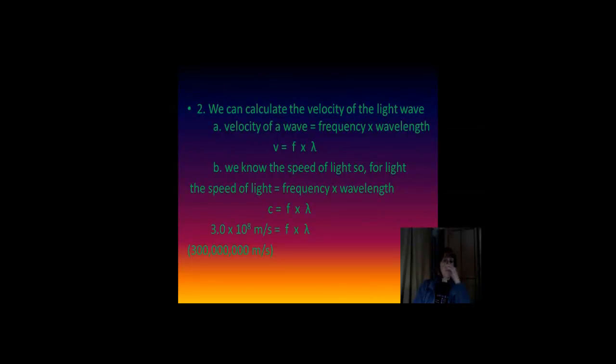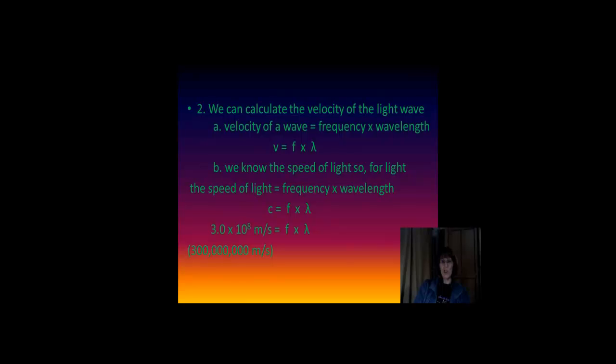Number 2, we can calculate, yes, we can calculate the velocity of a light wave. Velocity, V, equals frequency times the wavelength. But we're not just talking about any wave, we're talking about light waves. So somebody already figured out the speed of light. That's 3 times 10 to the 8th meters per second. So it'll go 300 million meters in 1 second. Somebody already figured that out.